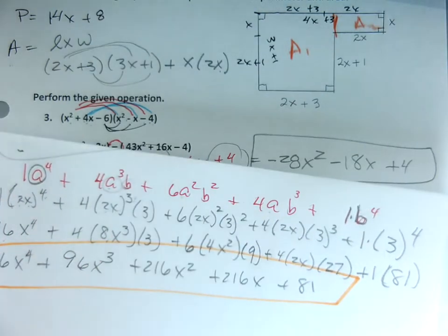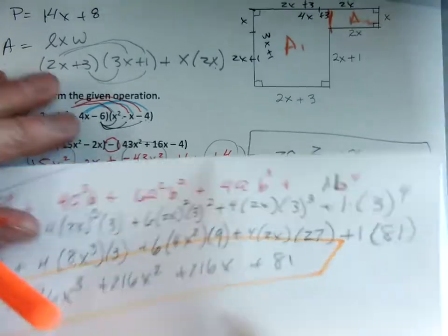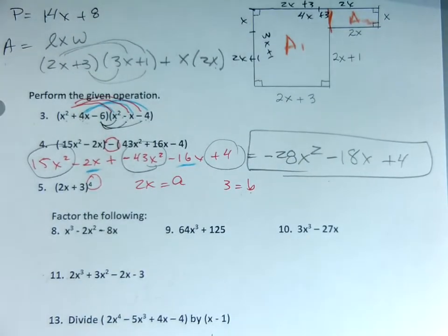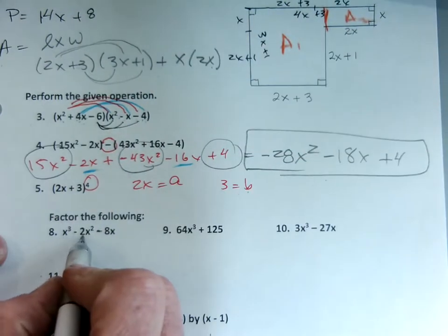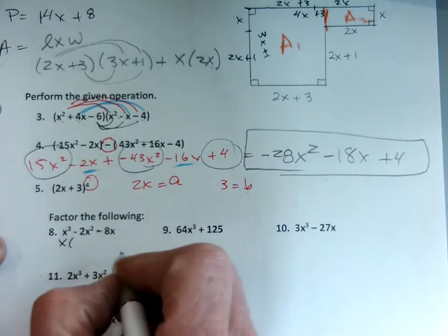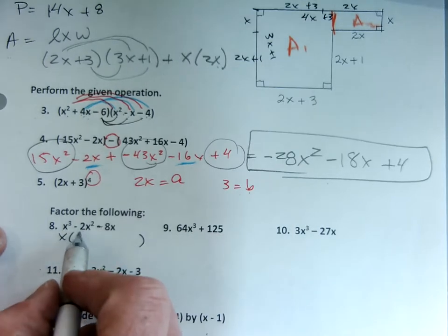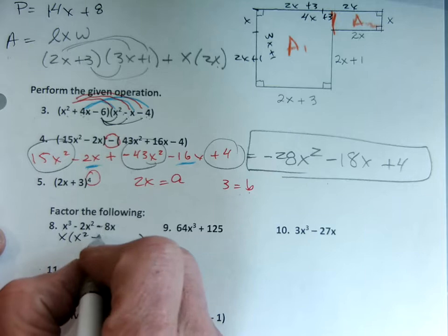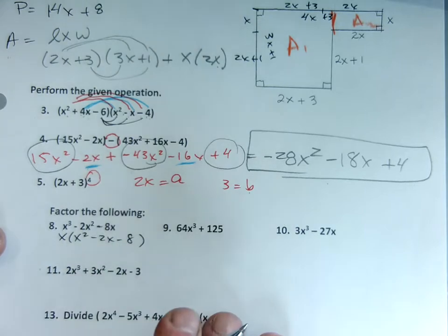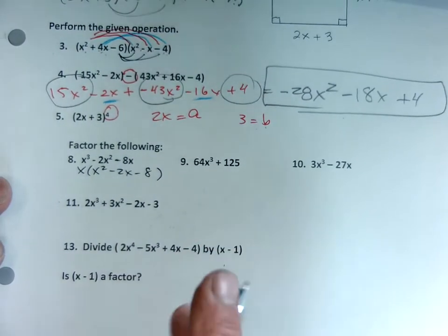All right, moving on. Let's get this done. Okay, now factor. Some of these I can just do pretty quickly. On the first one, on number 8, they have a common x. So I'll take out the x, because x goes into all three. If I take out an x, it makes it simpler: x squared minus 2x minus 8. And then I have a trinomial.